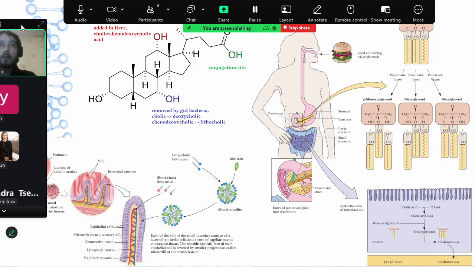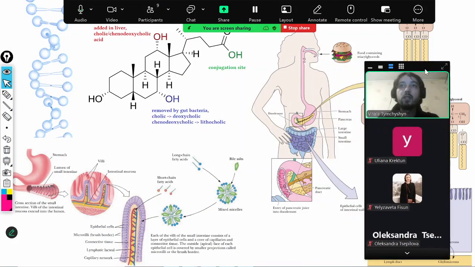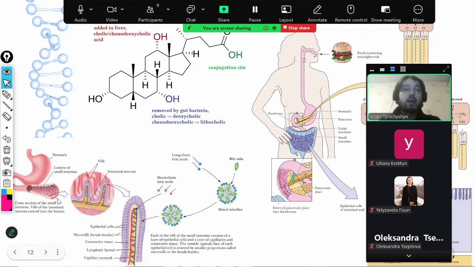Here you see the mechanism of getting that sort of fatty acid on the micro level. So here is the stomach, once again the lumen of the small intestine, and here you see the villi and intestinal mucosa, and here are the epithelial cells of that villi, and the microvilli or brush border, and all the rest of the things. And these are fatty acids. They are transported through these villi.